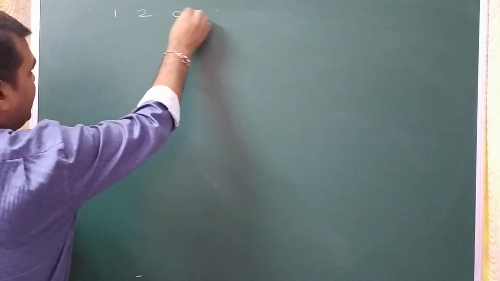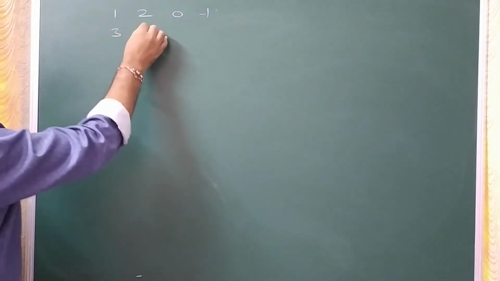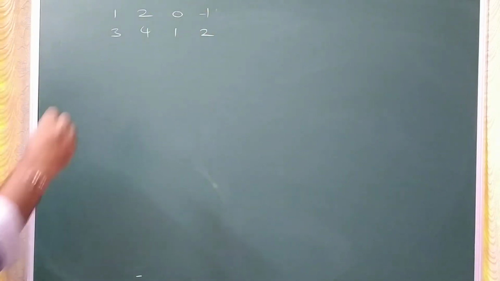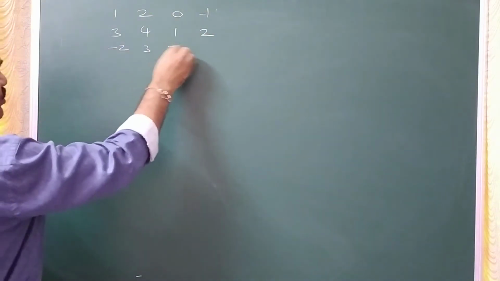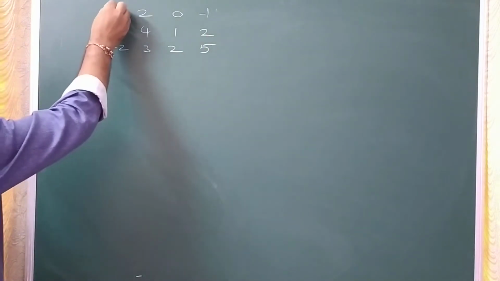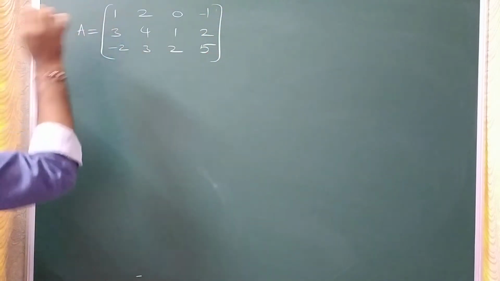So I am taking a matrix like this. First row 1 2 0 minus 1. Second row 3 4 1 2. Third row minus 2 3 2 5. So we want to find the rank of this. Rank of this is required.